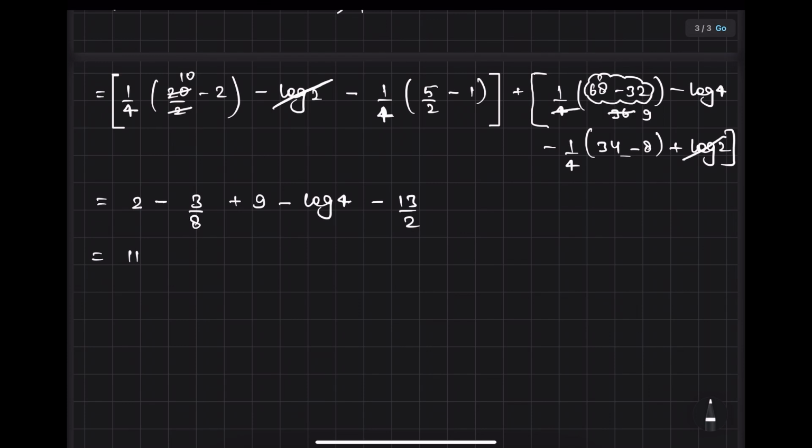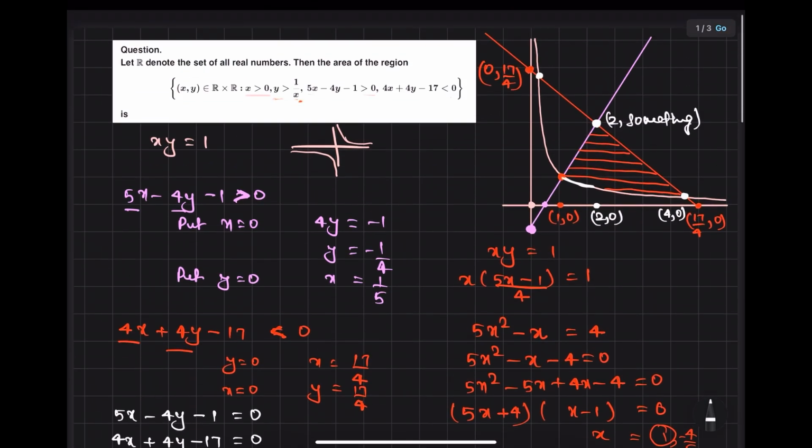So we have 11 and then we have 8. So 4 4. So we have LCM as 8. So 3 plus 52 minus log 4. So 11 minus 55 by 8 minus log 4. So this is the answer.